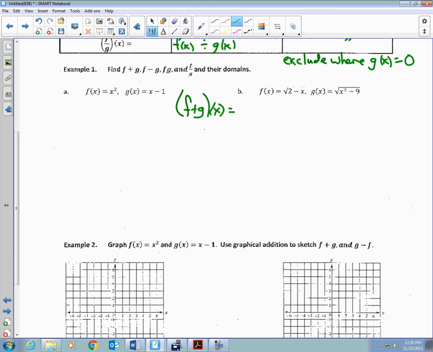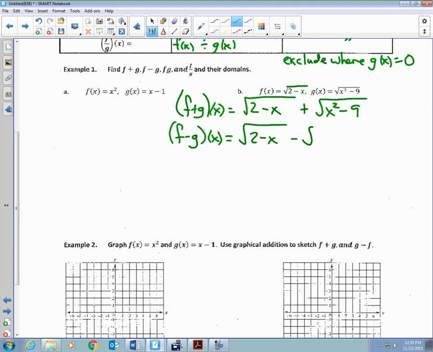Okay, so we cannot combine these together. All we can write is square root of 2 minus x plus the square root of x squared minus 9. So that's all we can write, okay? And for subtraction, it would be the same way. F minus g of x: square root of 2 minus x minus the square root of x squared minus 9. We'll list the domain over there in a second.